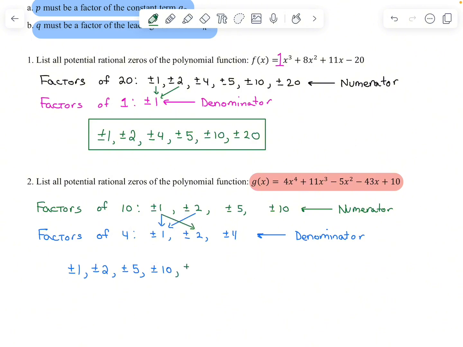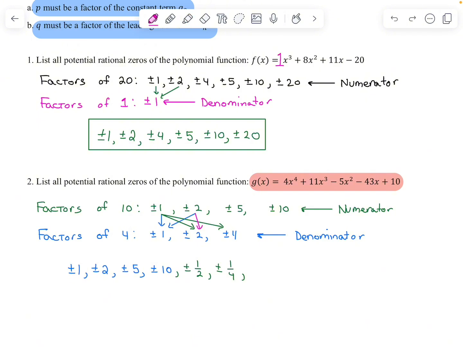Next, I'm going to divide 1 by plus or minus 2. And that is going to be plus or minus 1/2. Next, I'm going to divide plus or minus 1 by plus or minus 4, which will be plus or minus 1/4. Now I'm going to take plus or minus 2 and divide it by plus or minus 2. That's plus or minus 1, and it's already in the list, so I'm not going to rewrite it.